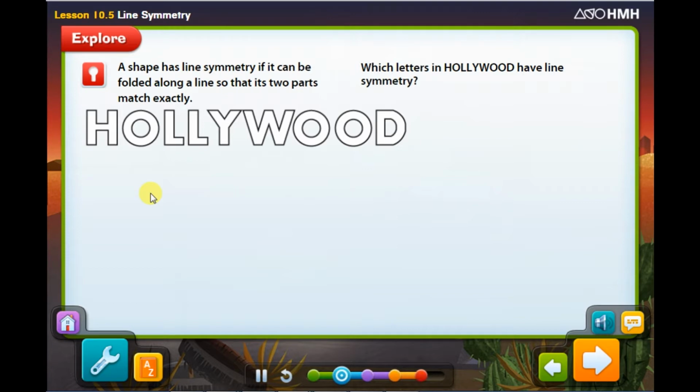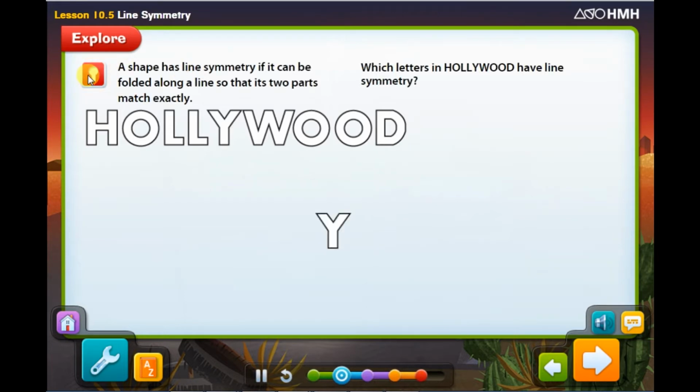Let's unlock the problem. Before we start, we have to know what the word line symmetry means. A line of symmetry can be any line, shown with two arrows at its ends. The line of symmetry is in the middle of a shape, where the shape can be folded around it, creating two exactly matching parts. So let's check it out.